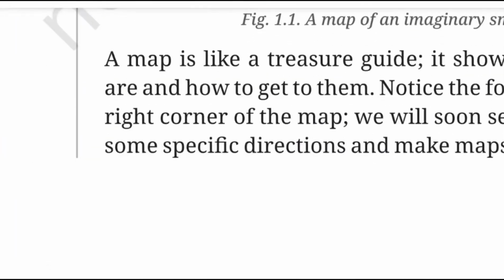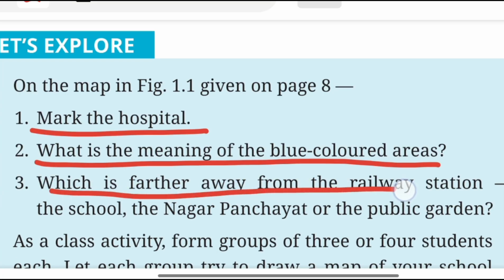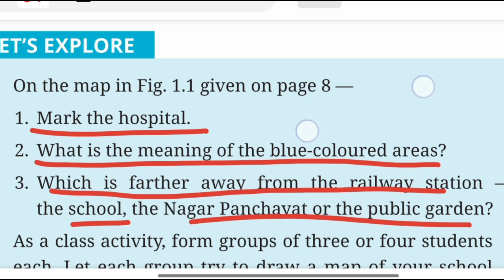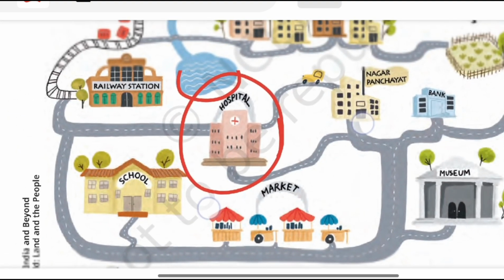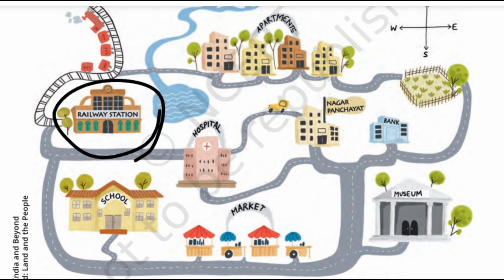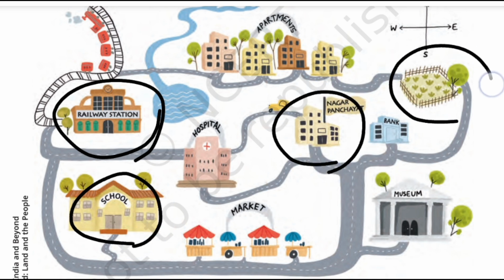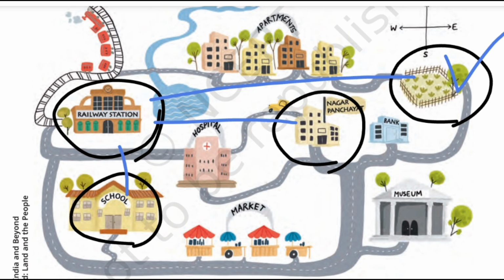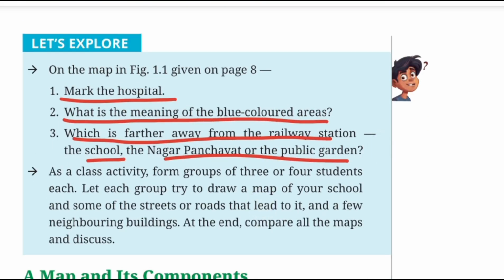Then the third question is: which is farther away from the railway station, school, Nagar Panchayat or public garden? So which is farthest, which is the longest distance? First we mark the railway station. This is the railway station, and we can mark the school, the Nagar Panchayat, and the public garden. We can see the school is nearby the railway station, isn't it? This distance is also not much, but this distance is very far. So we can say the public garden is far away from the railway station. So the answer to the third question is public garden. That you understand, isn't it?